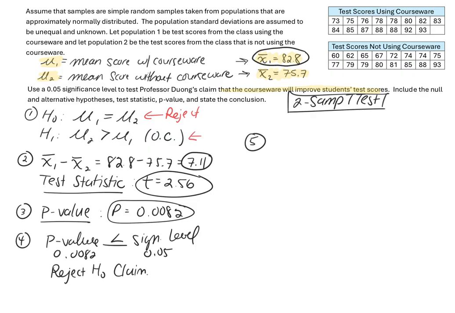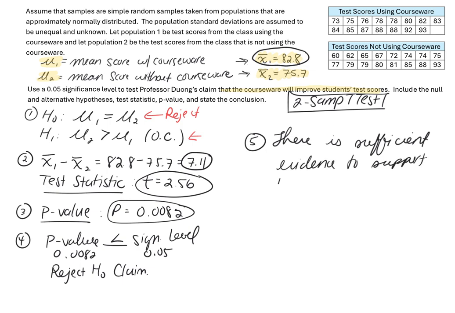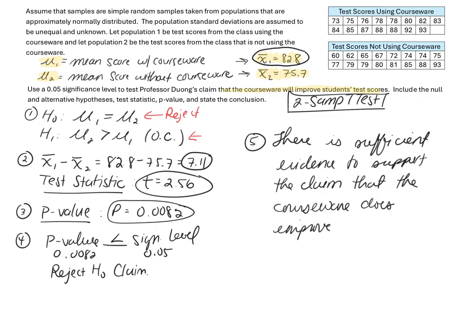So let's go ahead and write out the conclusion. We can say there is sufficient evidence to support the claim. And then you just write out the original claim that the courseware does improve students' test scores.